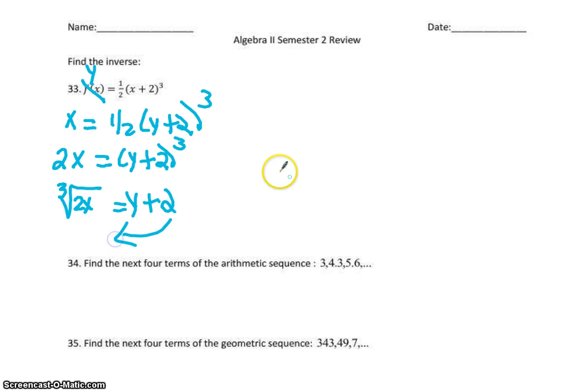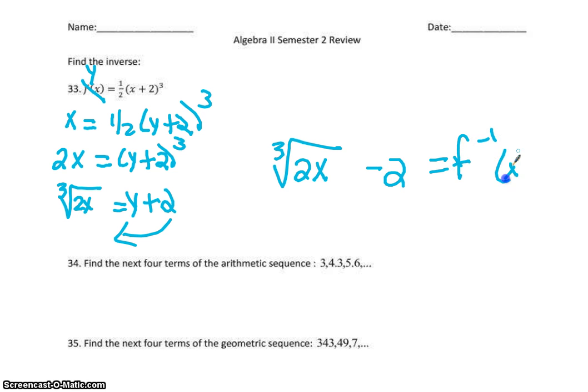Then you've got to move that 2. So the cubed root of 2x, make sure the -2 is obviously not under the root, is equal to y, which you're actually going to change to f inverse of x.